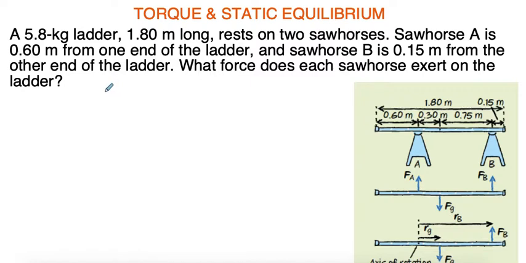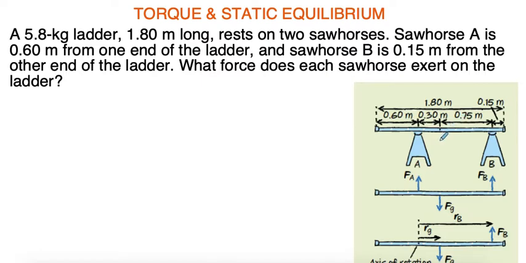In order for something to be considered in static equilibrium, well first, in general, equilibrium is where there are balanced forces in the system. Okay, so the scenario we're looking at is this ladder sitting on sawhorses. There is no rotation going on, so there is no angular velocity or angular acceleration. And the whole system is not moving at all, so there's no linear velocity.